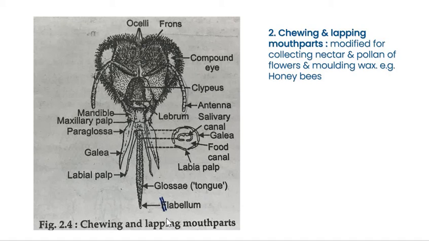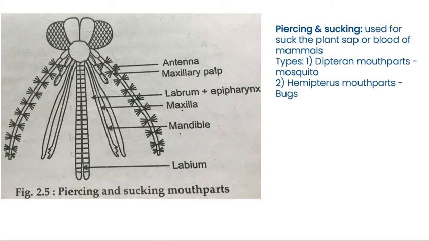This type of mouthparts is commonly present in honeybees. Now, the third type of mouthpart is the piercing and sucking type. I think you are all familiar with it because it is commonly present in mosquitoes. Very simple kinds of mouthparts are there. All the mouthparts take the form of needle-like structures. Such mouthparts are piercing and sucking mouthparts.